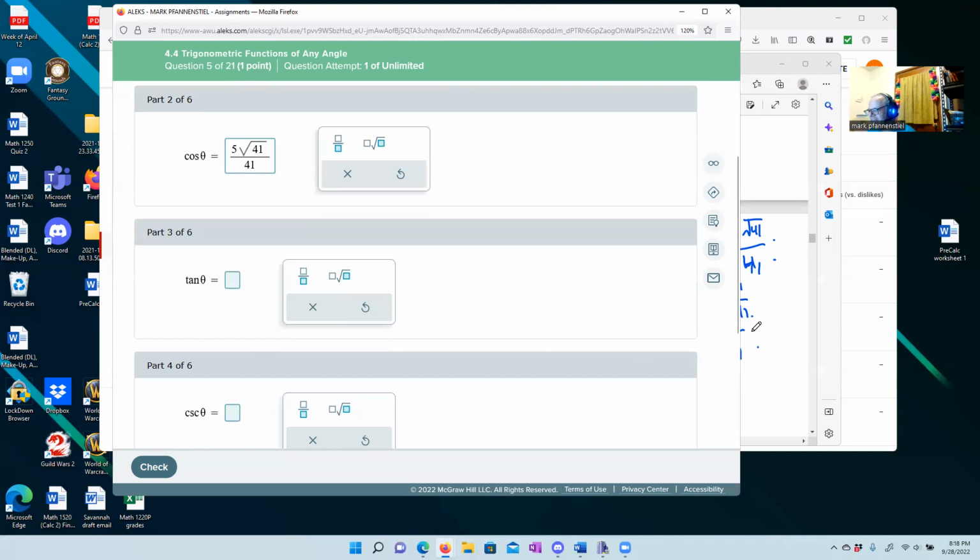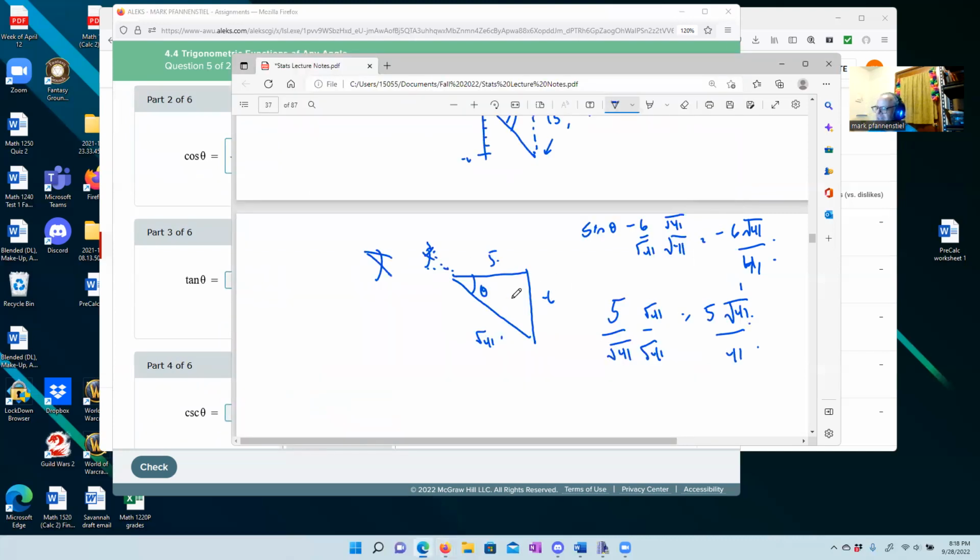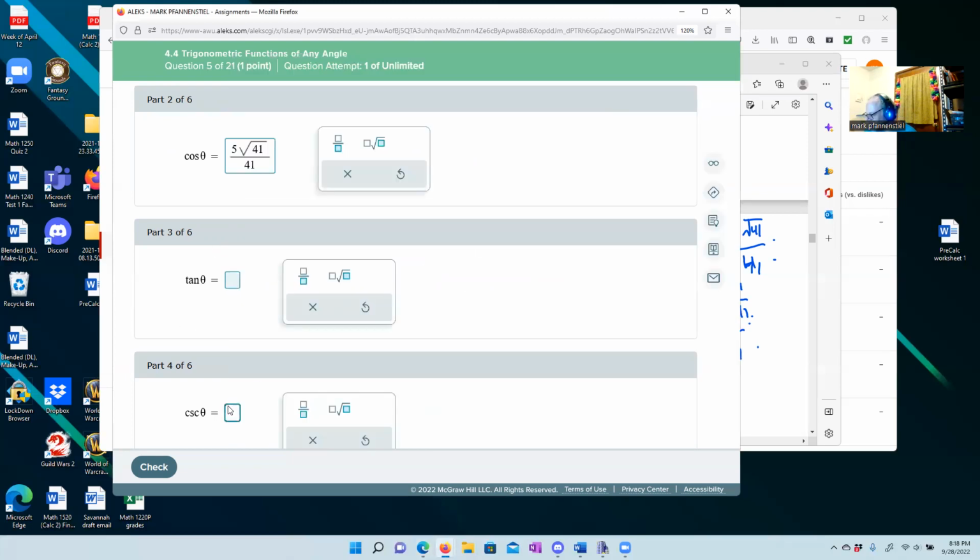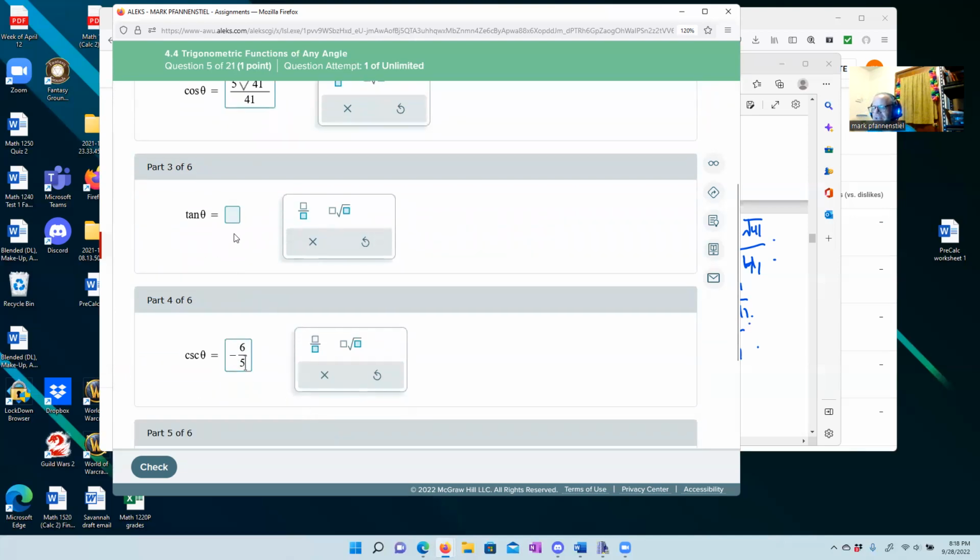Then we have to do tangent. So we'll go back to our triangle for tangent, opposite over adjacent. That looks like negative 6 over 5. So tangent of this angle is equal to negative 6 over 5. We don't have to rationalize. 5 is a rational number, so negative 6 over 5. Okay. Oh, that's not cosecant. I want tangent. This is negative 6 over 5.